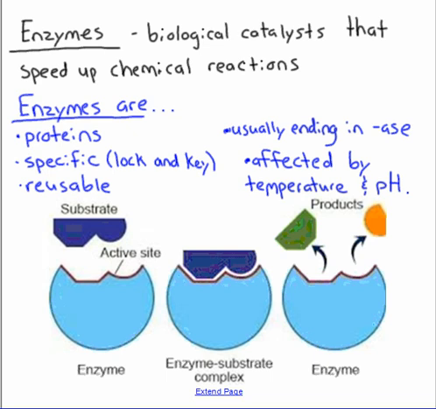So we use enzymes a lot in our digestive system to break down huge polymers, and we want to break them down into monomers. So you eat starch and you want to break that starch down to glucose. We use enzymes to do that. A couple characteristics about them, they are proteins. They are also specific, so they work like a lock and key. The enzyme is the lock, the substrate, which is what the enzyme works on, is the key.